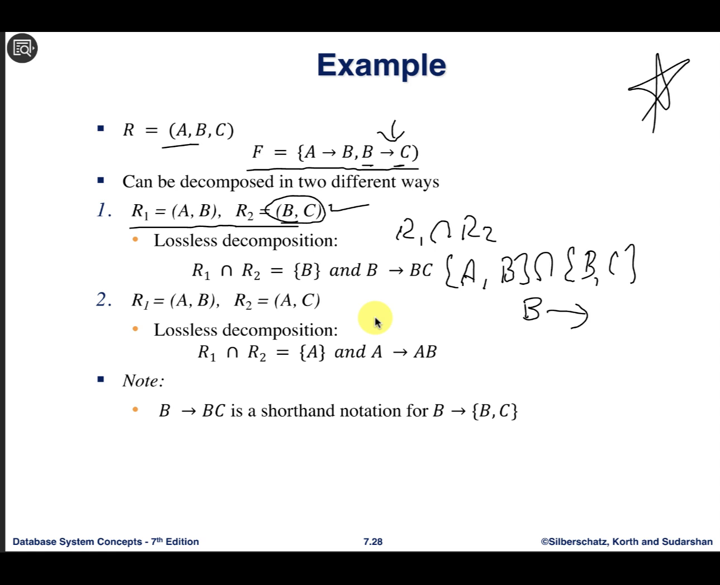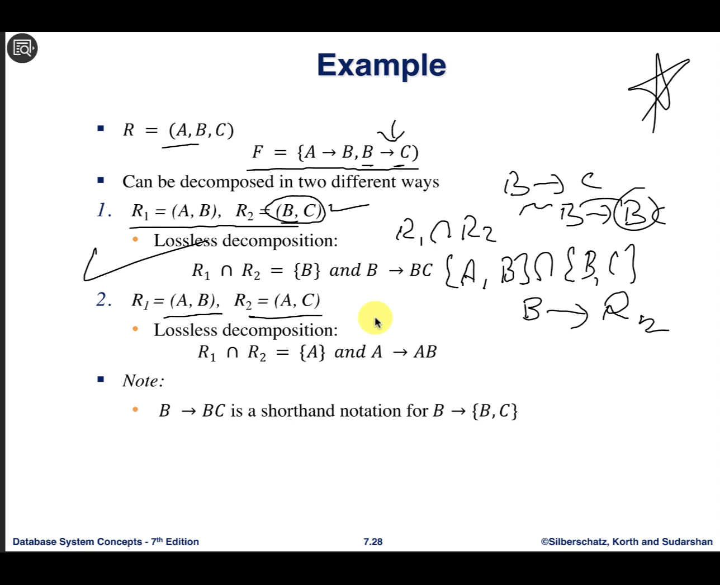So here in this case, B determines C, or you can say B determines BC. And B is trivial. I'm not going to add this one. So this one here, B will be a key in the relation R2. So yes, this is a lossless decomposition. That's fine.